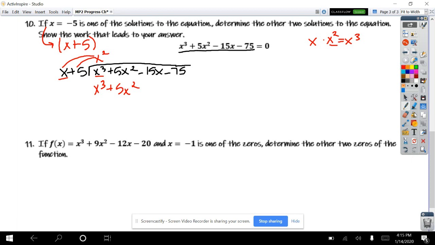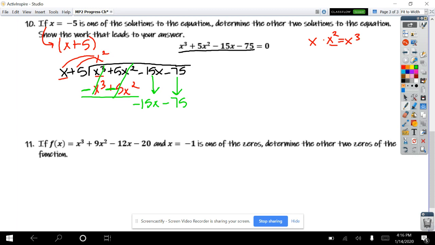Now my next step is to subtract. So when I'm subtracting, I have to switch the sign of both of my terms. So I get x cubed minus x cubed, which cancels. 5x squared minus 5x squared also cancels. So we actually end up with nothing below. So I need to carry down minus 15x and minus 75. If that happens, just carry down the rest of the terms instead of just the next term.